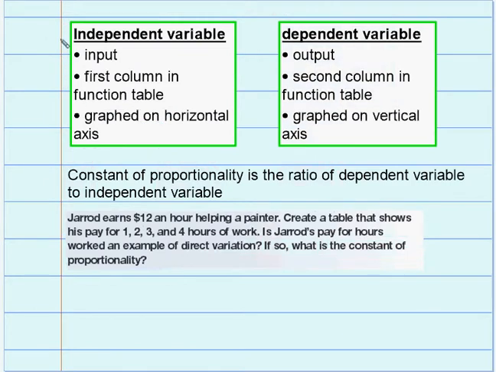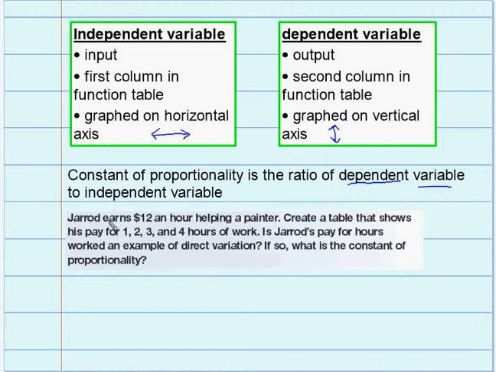Last slide for you. We have independent variables and dependent variables. Independent variables are your input. They're the first column in a function table, and they are graphed on the horizontal axis, so this way. And the dependent variable is your output. It depends on what you select for your input. It's the second column in a function table, and it's graphed on the vertical axis. The constant of proportionality is the ratio of the dependent variable to the independent variable.